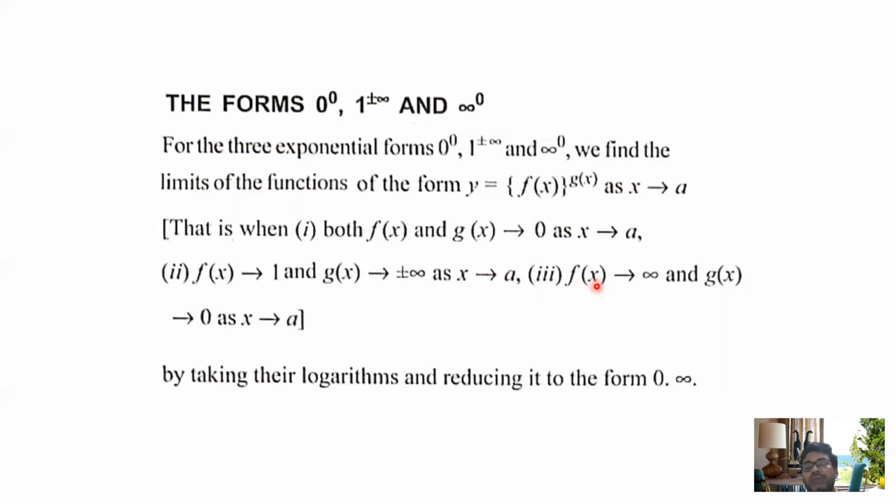And third, f(x) tends to infinity and g(x) tends to 0 as x tends to a. So these are the forms. If you have these, then you have to consider y equal to something.